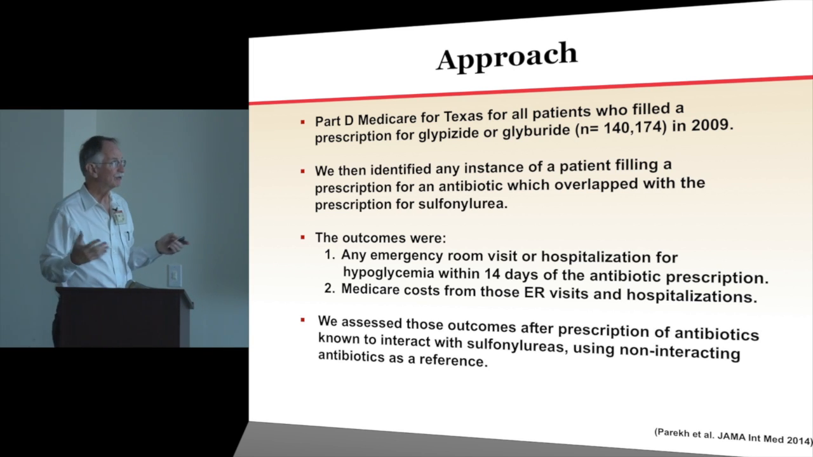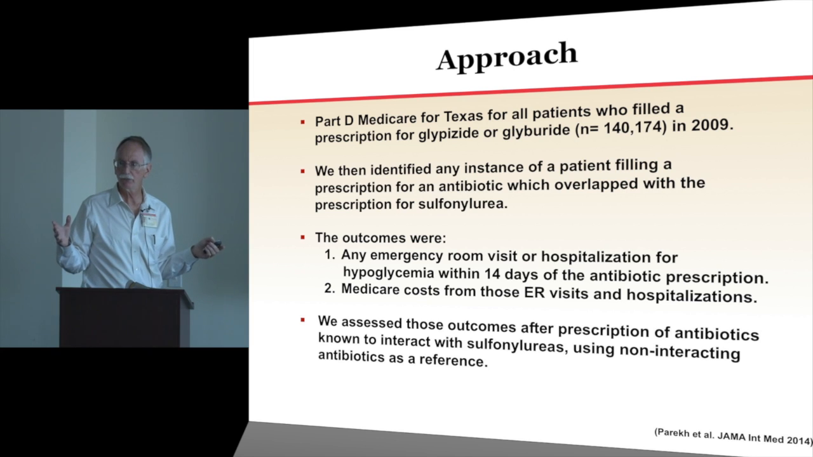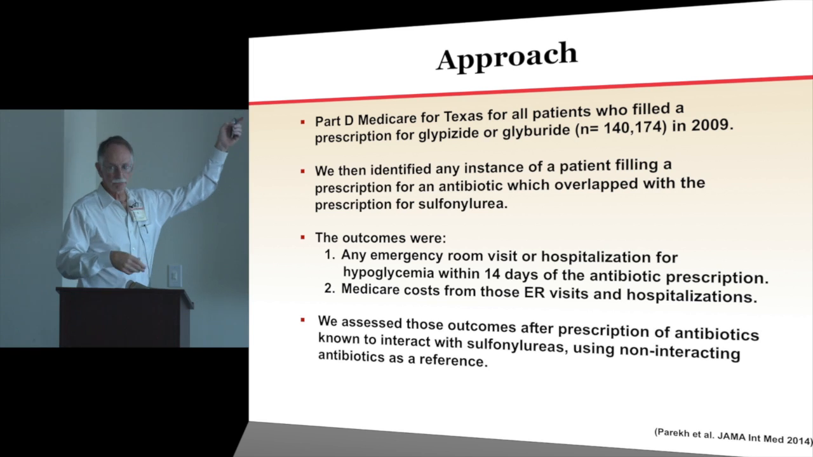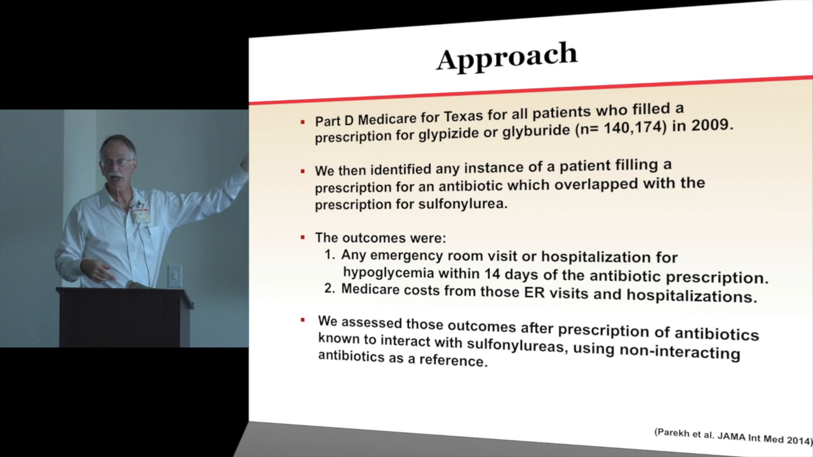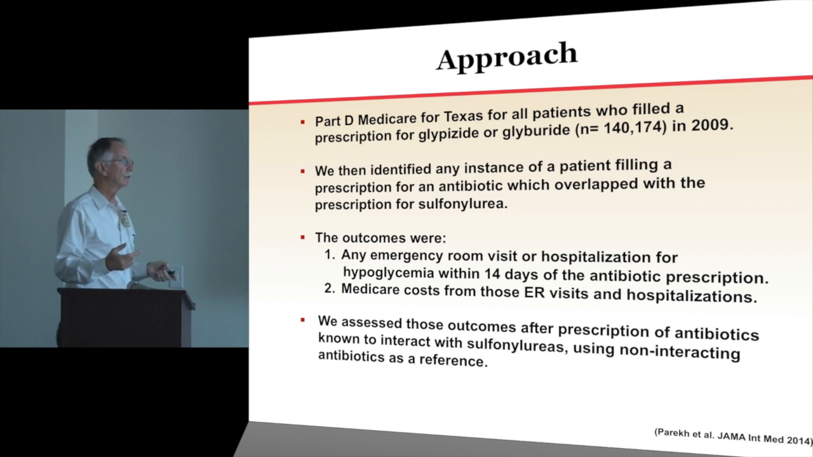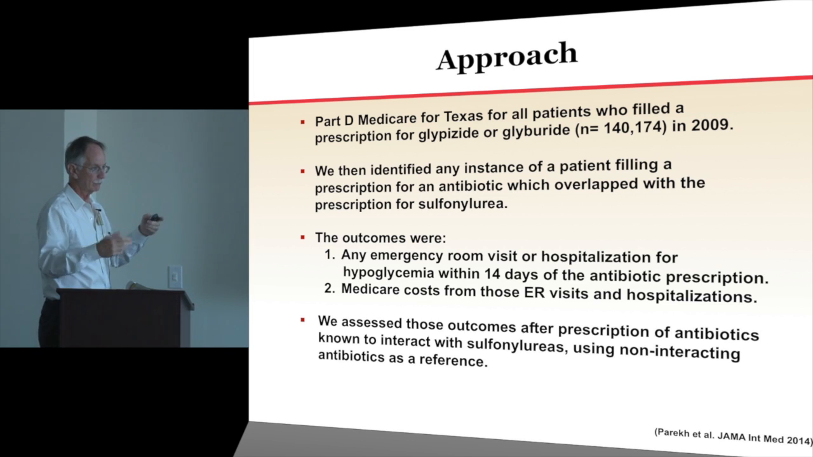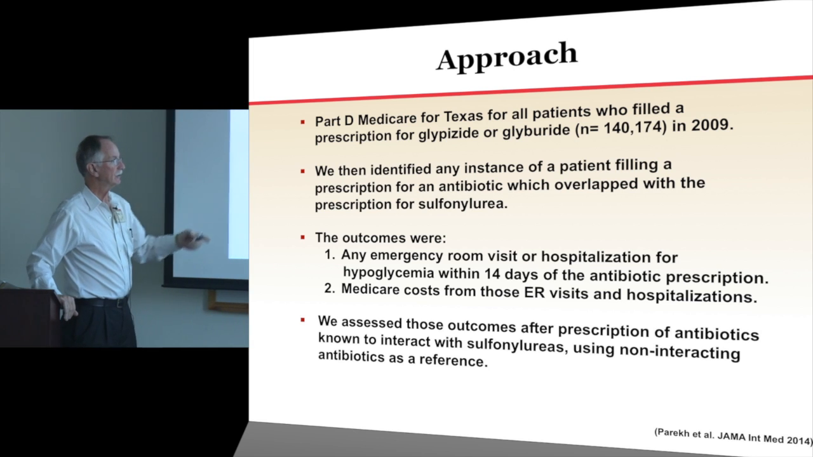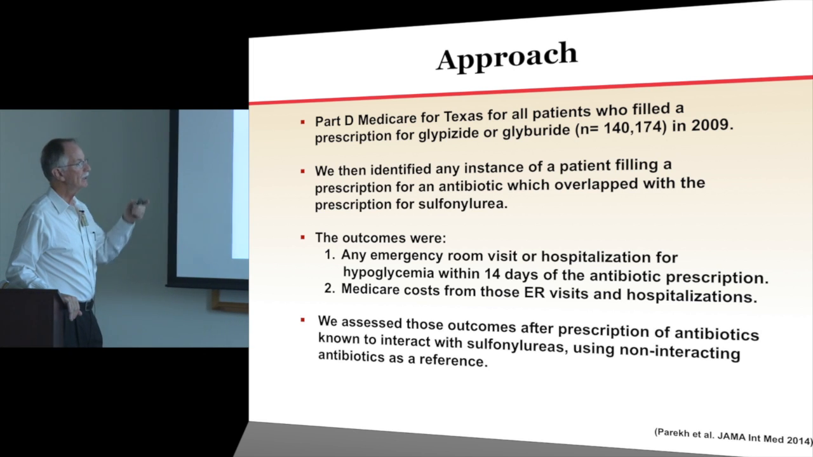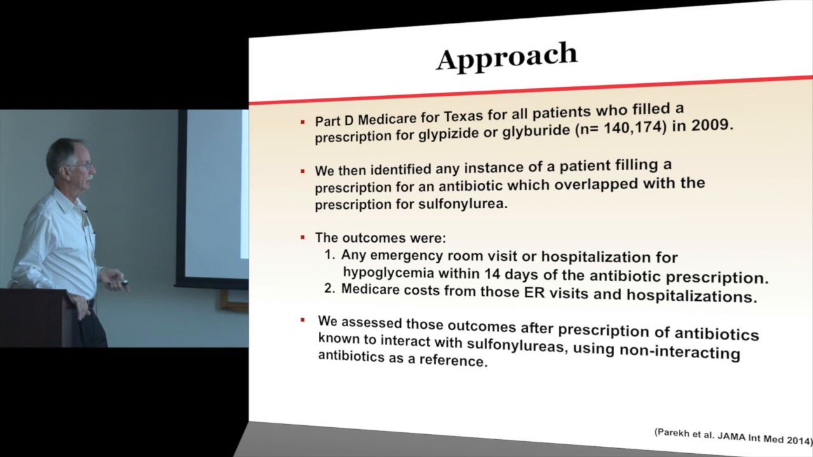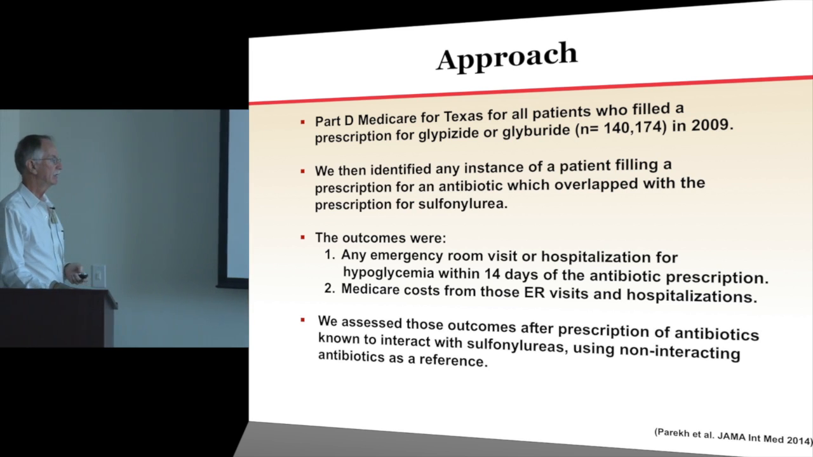So mostly, probably 85% of the time, I can't remember, it was at least a 3-day overlap, because typically people who are on a sulfonylurea are going to be on it all the time. Those are chronic drugs, so they're not going to go off and on. So typically when we saw an overlap, it was for an extended period of time. And then we looked at the outcomes of ER visit or hospitalization for hypoglycemia within a couple of weeks after that script was filled for an antibiotic. And we also checked Medicare costs for those visits.